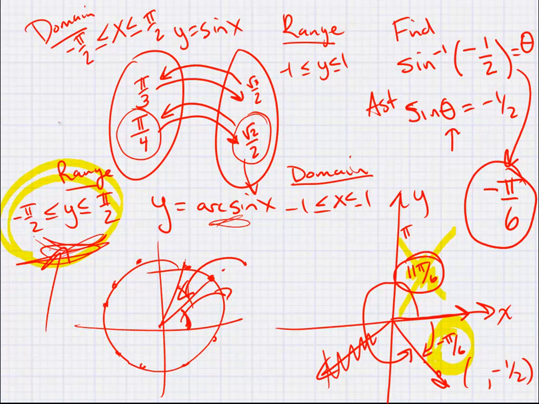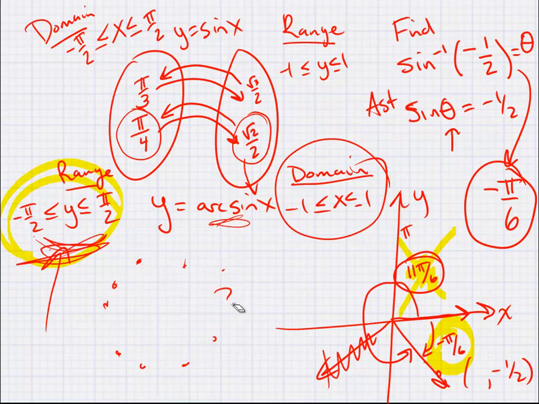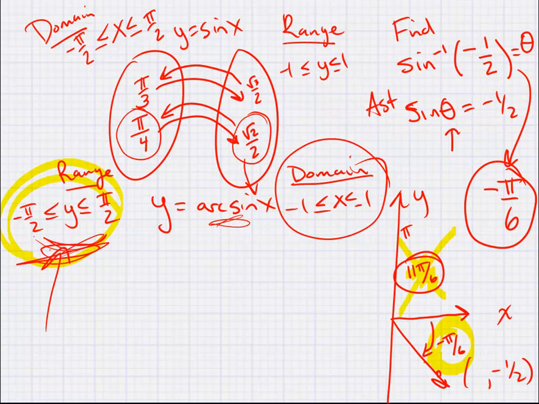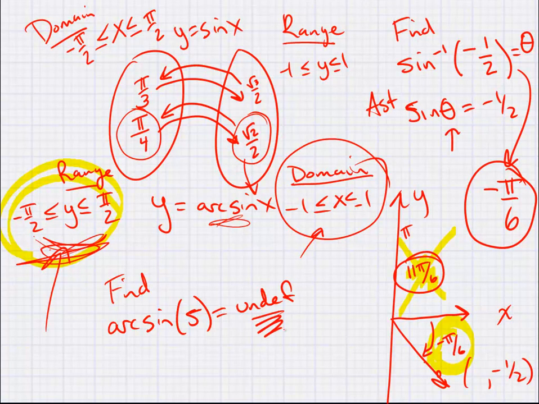The domains are also a problem. We know that the sine function in general has a domain of all real numbers, but the arcsine function does not. The arcsine function has only the domain of -1 to 1. So that means the only things I can plug into the arcsine are -1 to 1. So if I wanted to find the arcsine of 5, I can't do it. It's undefined. I can't do it because 5 is not in my domain.